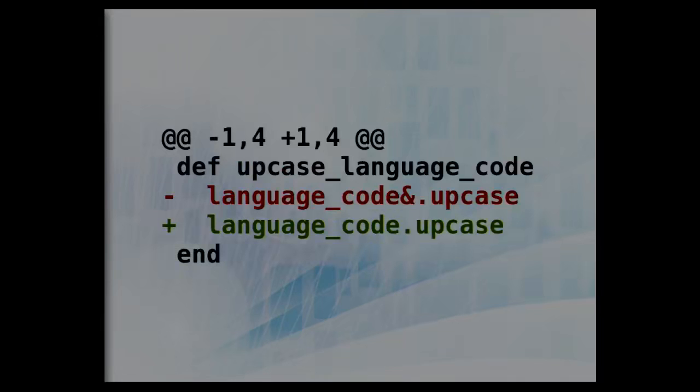replacing this ampersand. This is the new safe navigation operator in Ruby, and I just replace it with a dot. So for the folks who don't work with Ruby, the safe navigation operator works this way. If the object on the left is nil, then the result of this operator is nil and nothing else is executed. And if the object on the left of the operator is not nil, the execution continues to the right. And when we replace this with a dot, then if a language code is nil, we just get a runtime exception because a nil object doesn't have a method called upcase. That's the difference.